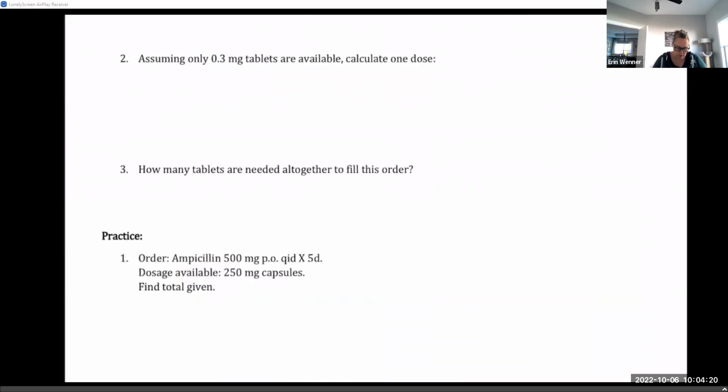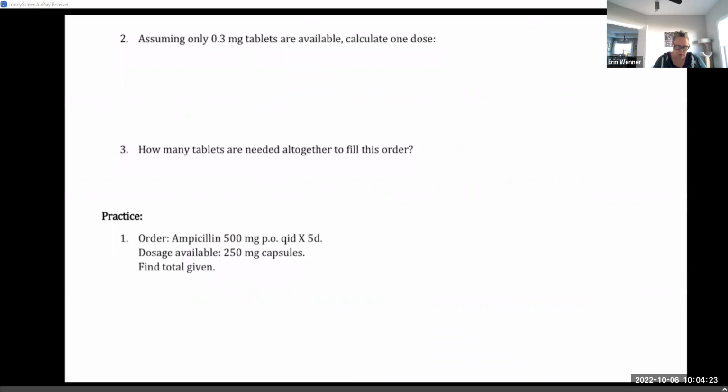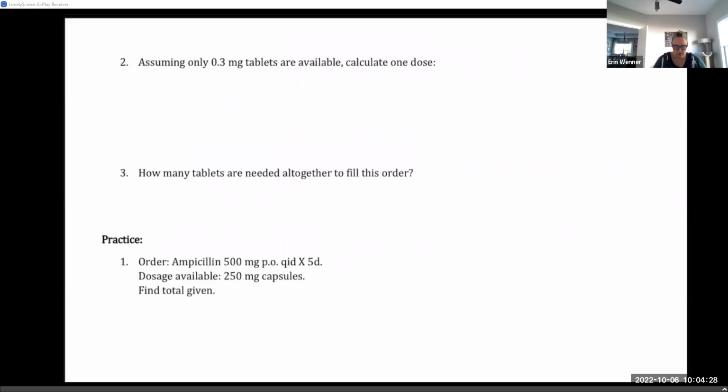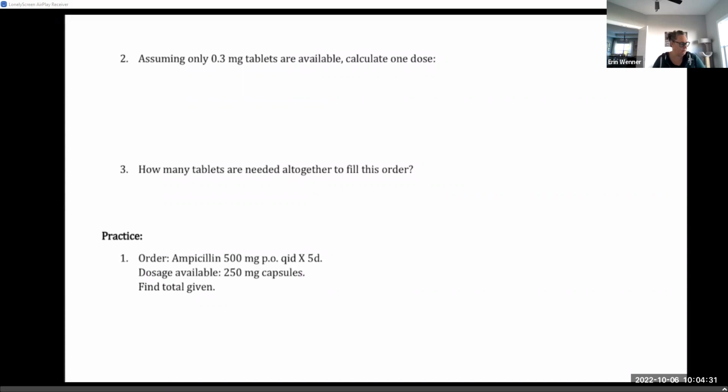If we go to the next page, this is a continuation. It says, assuming only 0.3 milligram tablets are available, calculate 1 dose. So again, if I bring over what we have from the previous page, because this goes with that, we're doing 1/400 grains given as needed. So we're trying to actually dispense this medication, but it only comes in 0.3 milligram tablets. So that means we need to convert grains to milligrams.